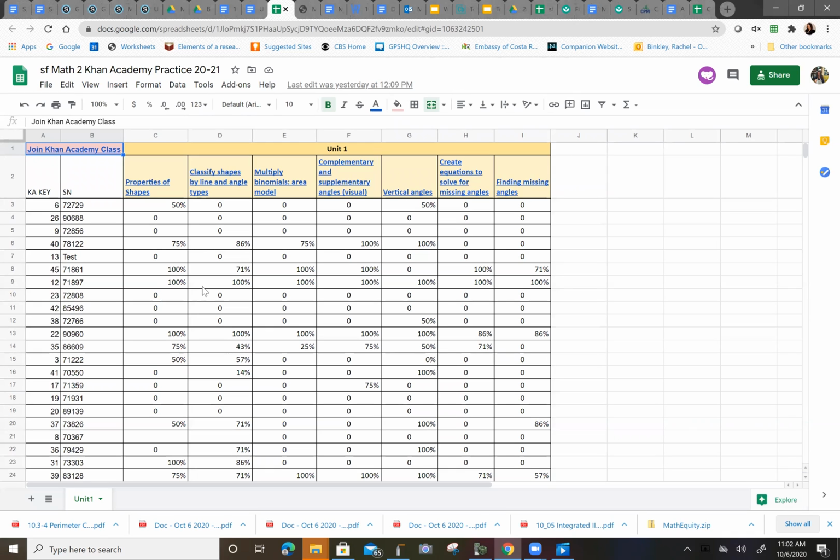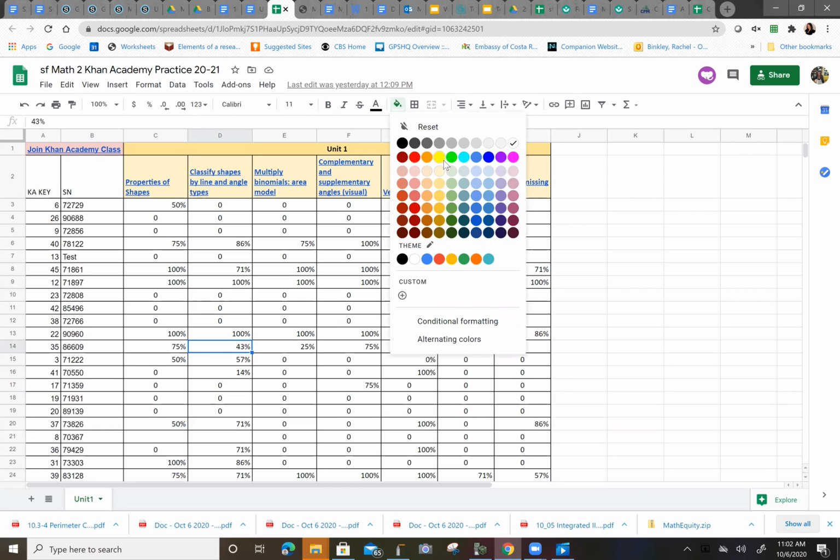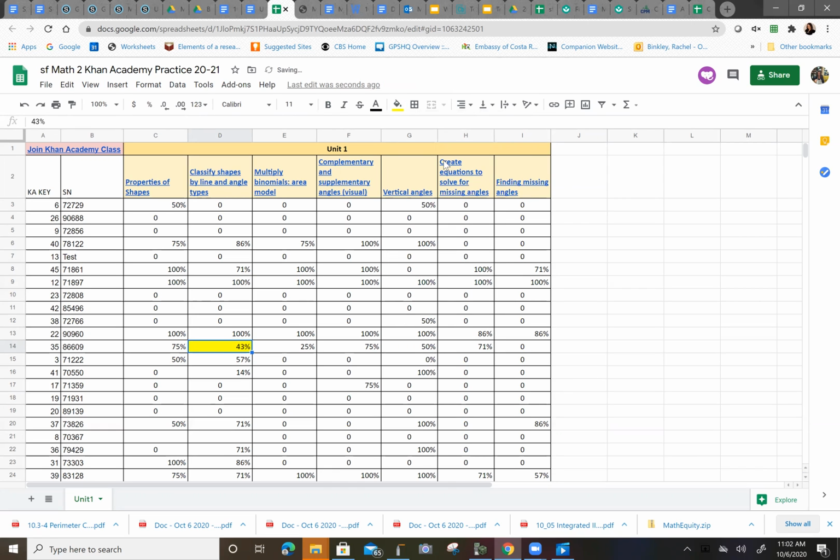And I made them worth a lot on purpose because you can keep doing them until you get the grade that you want. If this student got a 43% here, let's say, they don't want that. They want 100%.